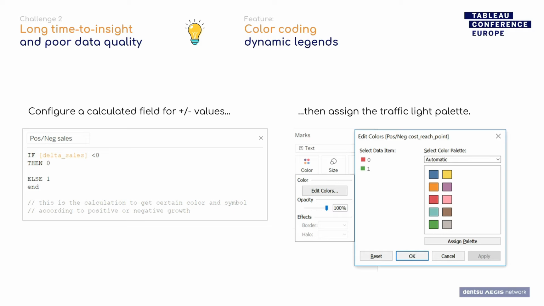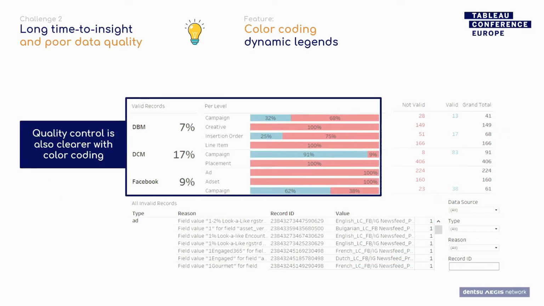It's quite simple. But we were also using color coding for our quality control. So we have an algorithm that tests the real data against our naming conventions, just to see if what the media traders are putting in on the platforms matches what they should be inputting.